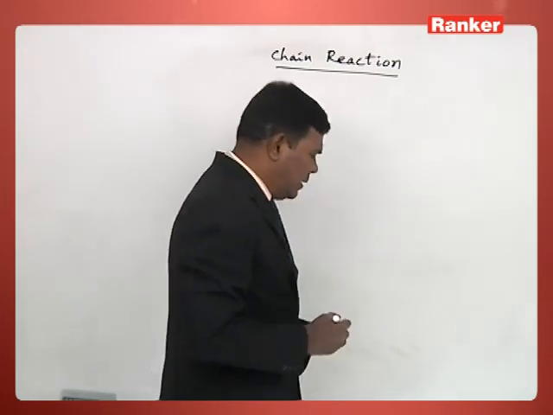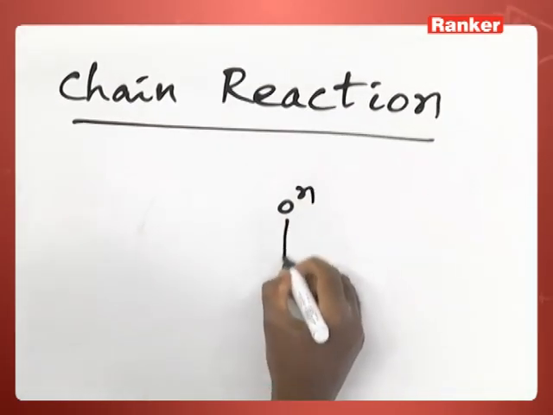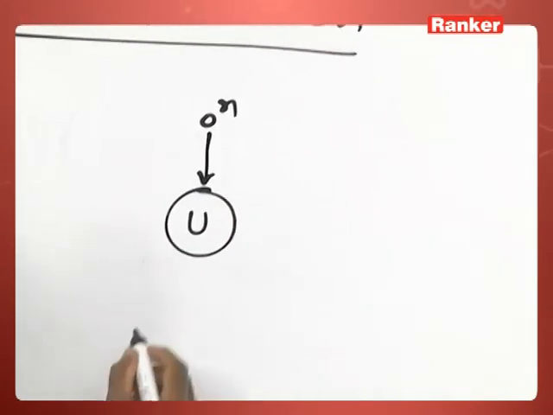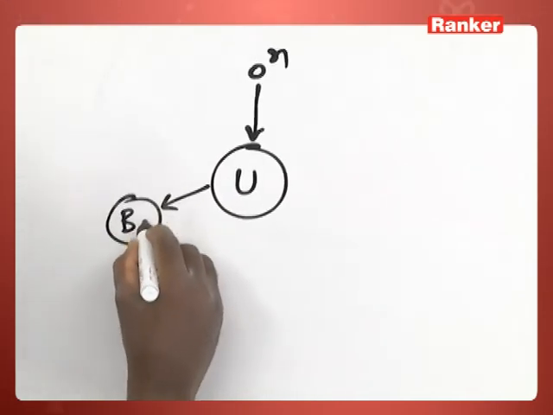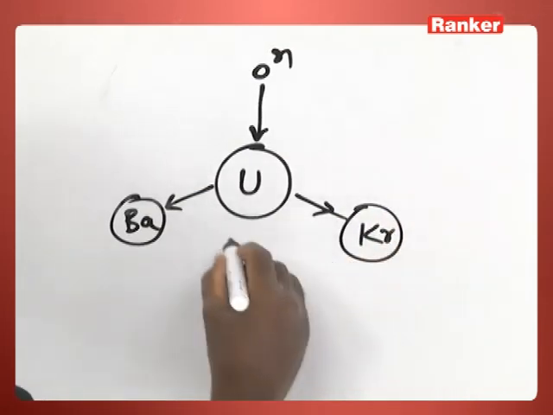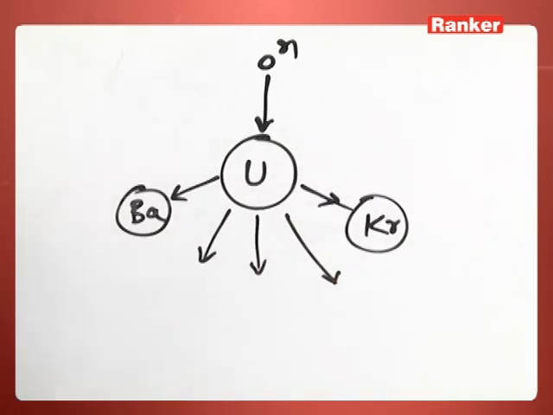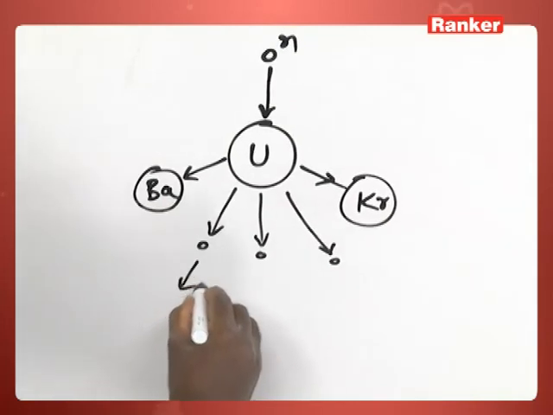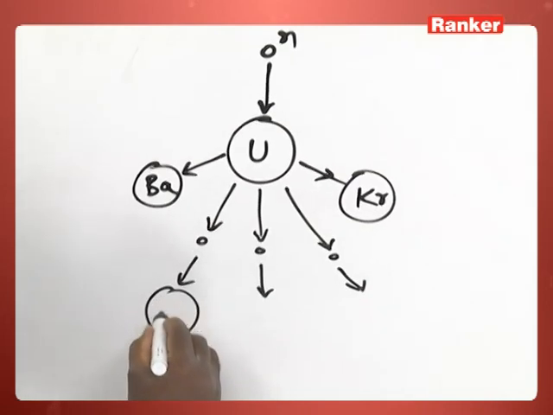We can represent it something like this. Let us say you have a neutron which is moving and colliding with a uranium nucleus, and we know what happens. Two nearly equal fragments, barium and krypton, are produced, and in the process 3 more neutrons are obtained. These are the neutrons, and they collide with another 3 uranium nuclei.